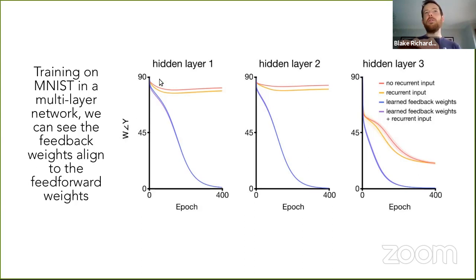And over the course of training, you can see that the recurrent input helps a little bit with the alignment, but not actually that much, which isn't surprising because that's not really what it's designed to do. But if you add that Colin Pollock algorithm, you can crunch that down and get close to near perfect synaptic alignment in these cells between the feedforward and feedback pathway.